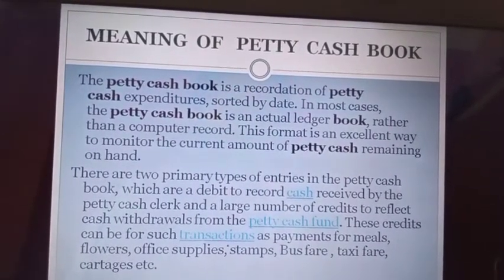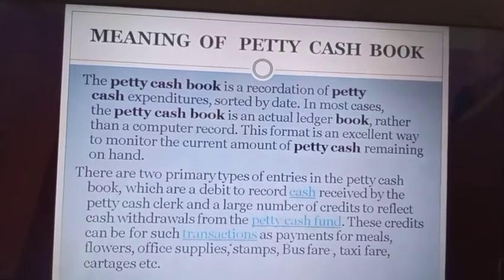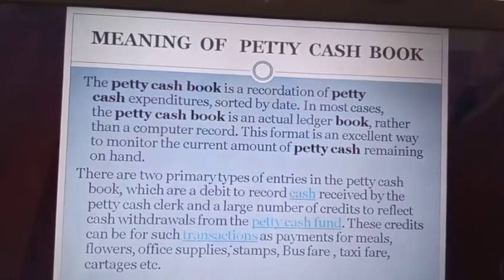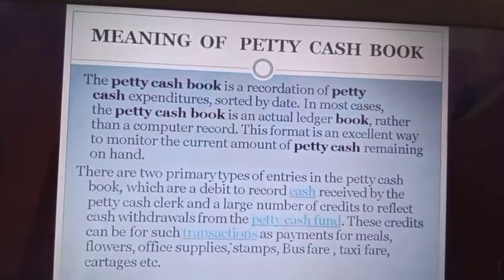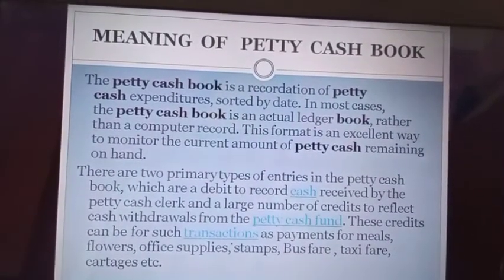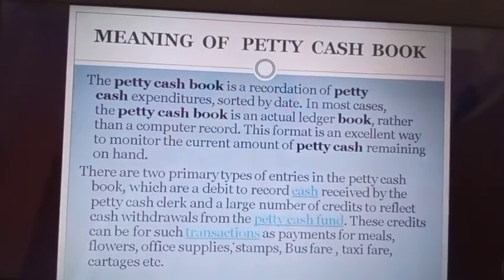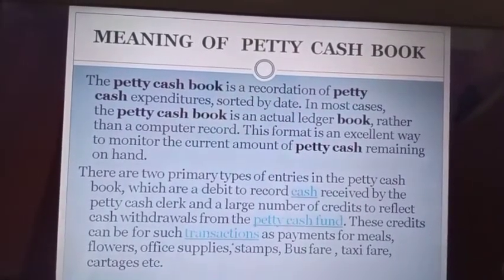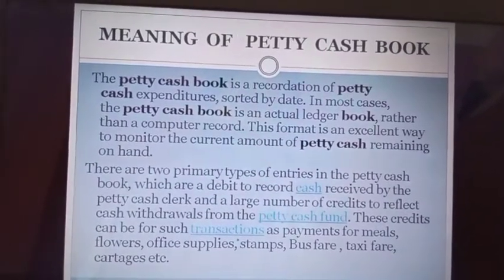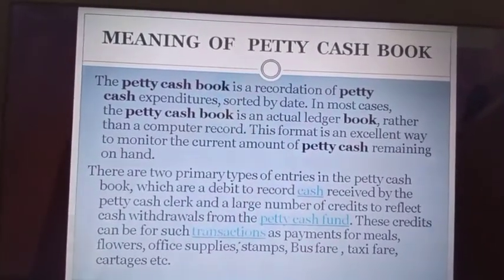And in the credit side, what happens is we record the expenses or the withdrawal of the expenses. So those expenses, like I have given you examples also, here also it's given some, like payments for meals, office supplies, stamps, bus fare, taxi fare, cartage, etc., postage, etc. Okay, so now we move on to the advantages of it.